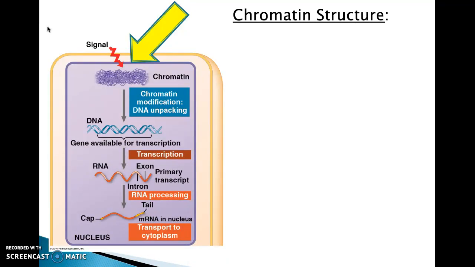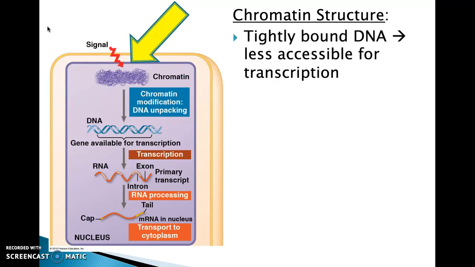The first stage where gene expression can be controlled is at the chromatin. So we need a little bit of background again about what chromatin is. Chromatin is tightly bound DNA. It's tightly bound by proteins known as histones. And sometimes you'll see nucleosomes mentioned in books. So as a reminder, what exactly is a nucleosome? A nucleosome is 8 histones tightly bound by DNA.